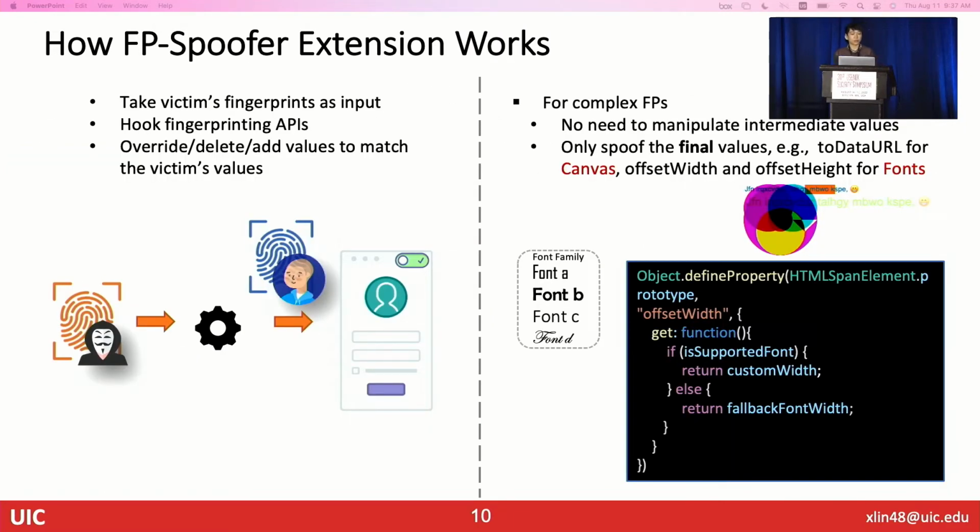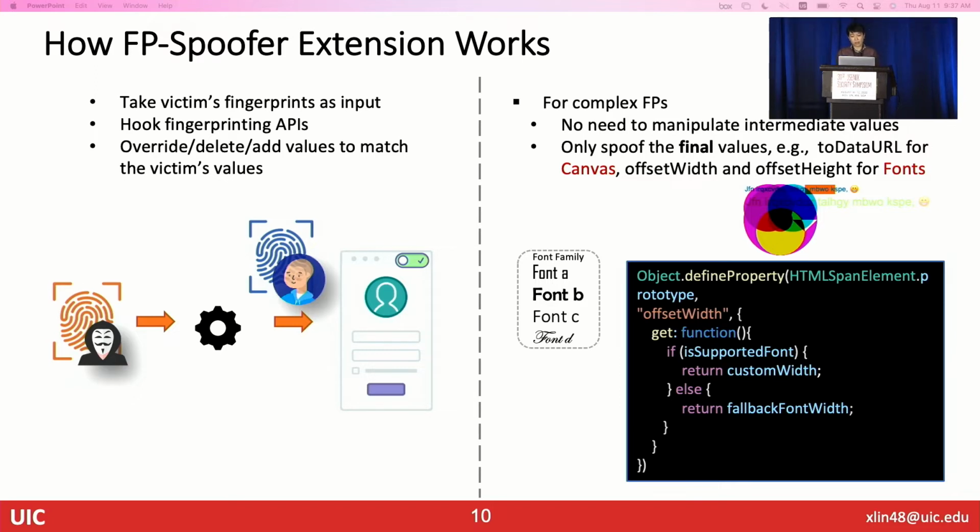How the FP-Spoofer extension works. This extension is used to deceive the website into thinking that the login is from a legitimate user. The extension first takes the victim's fingerprints as input. It hooks the fingerprinting APIs. When these APIs are accessed, the extension manipulates the return values of these APIs to match the victim's values.